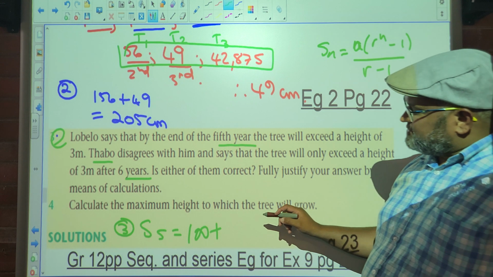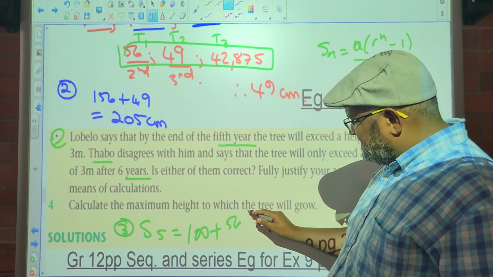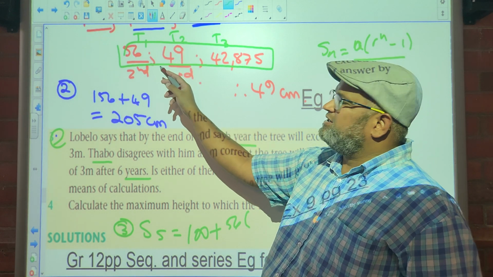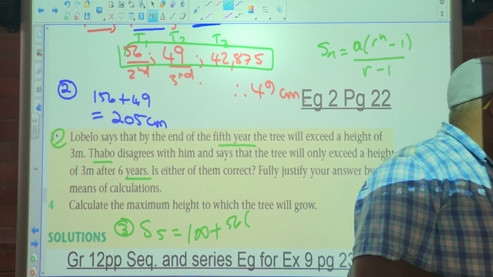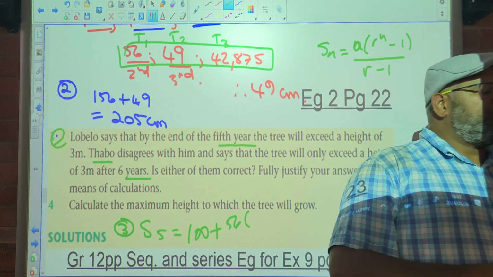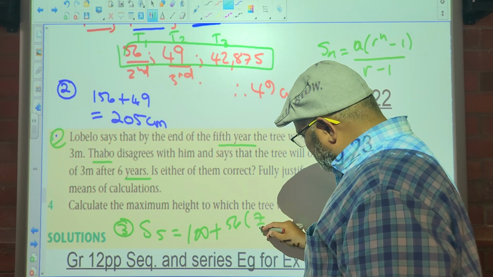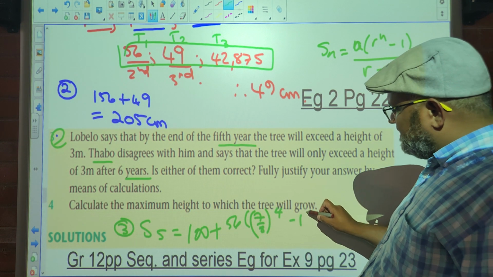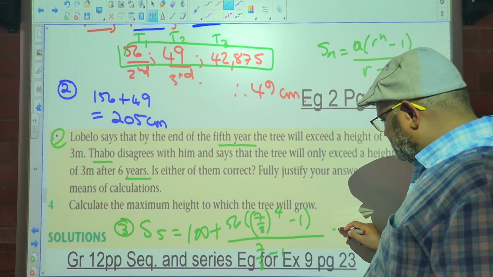Geometry. So what's my a value of the sequence? 56. And r? So how do I move from one term to the next? Multiplied by 7 over 8. It's going to be 7 over 8. How many terms you said? 4. So 4 minus 1 over 7 over 8 minus 1.